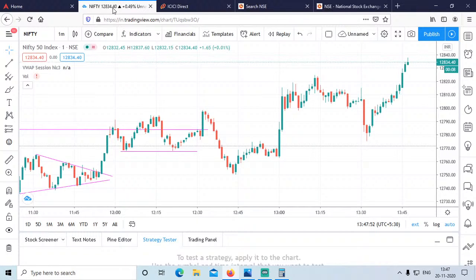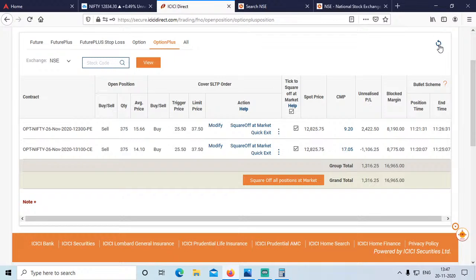Wow, market is going zoop, 12,833. Okay, my profit got reduced from 1400 to 716. It's a very bad situation, and it is very close to my stop loss also. It may hit at any time.